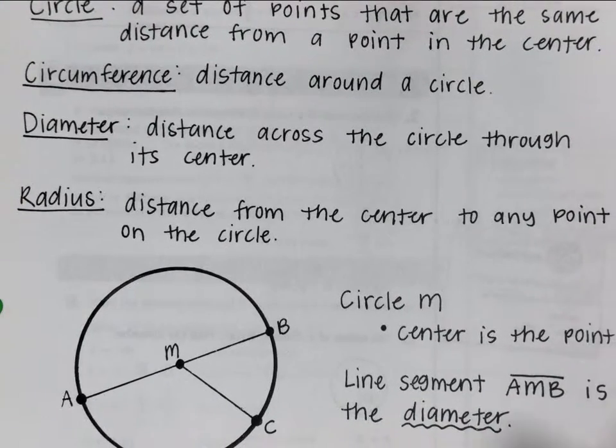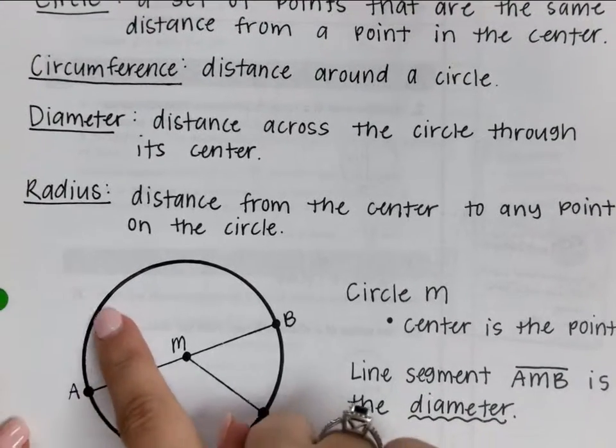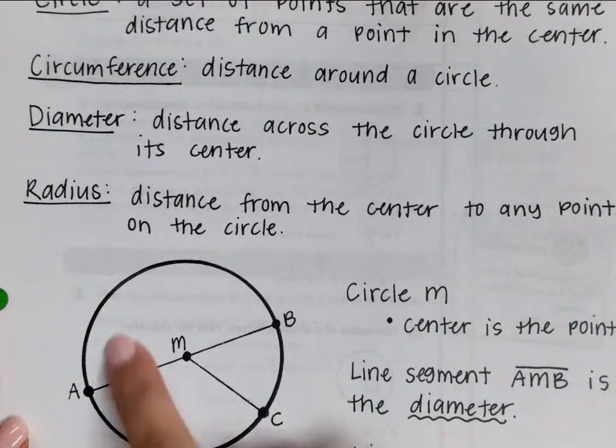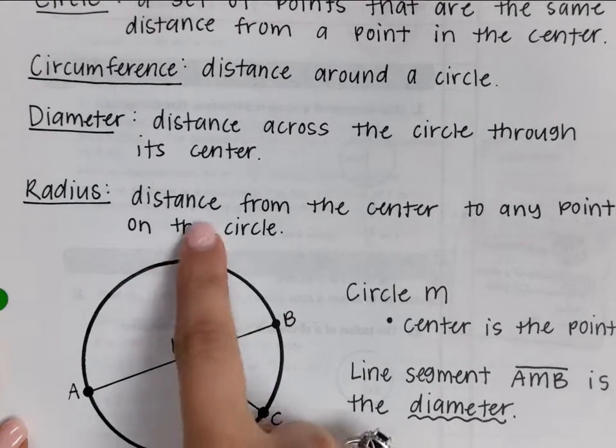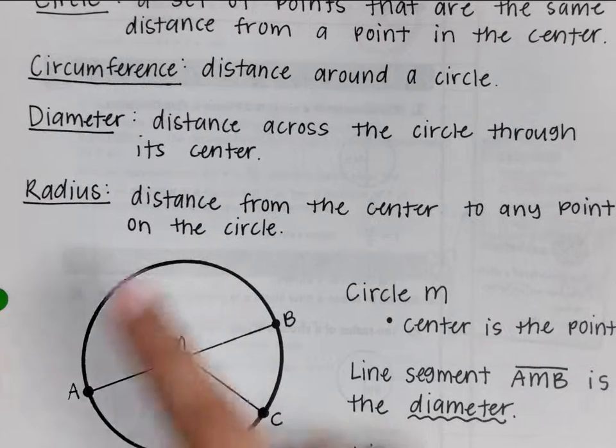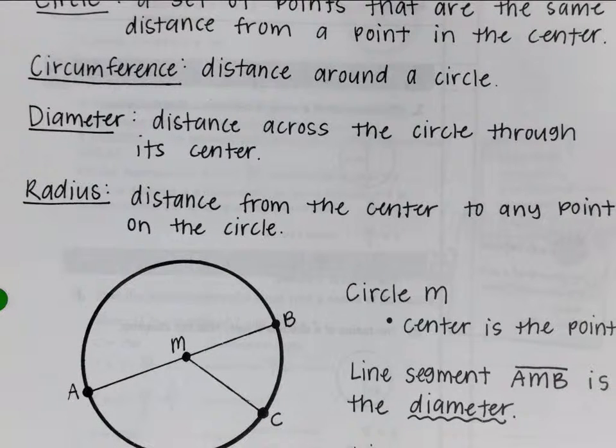Circumference, that is the distance around a circle. So the distance around this whole entire circle. So if you were to take that circle and cut it in two, and then kind of spread it apart and measure the distance of that line, that would be your circumference. Okay? But today we're going to find how to find the circumference of that circle. So it's the distance around the circle.